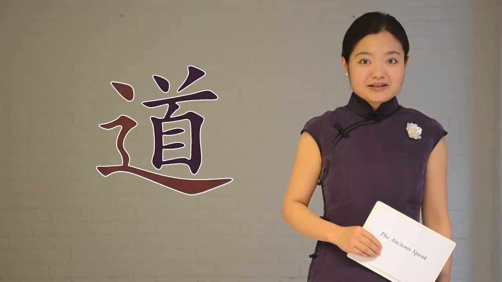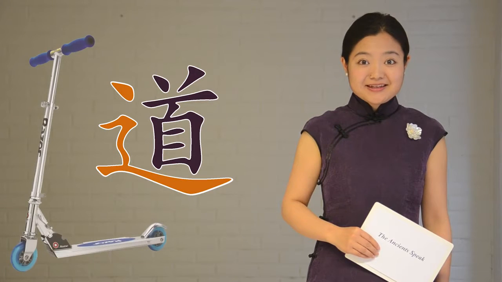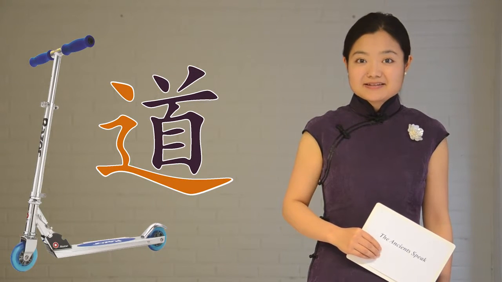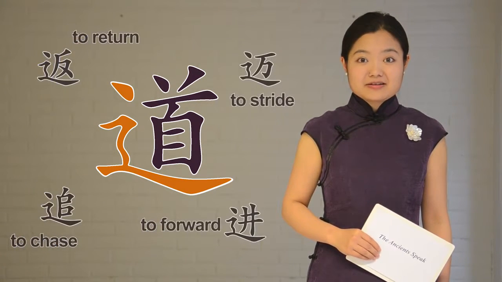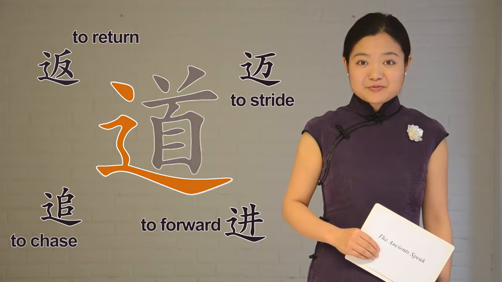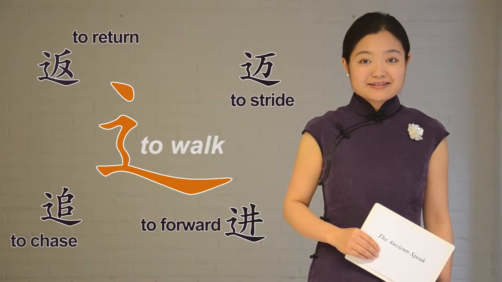First, let me introduce to you a key Chinese word that will frequently appear in the following episode. Dao. The basic writing of Dao looks like a kid's scooter, isn't it? It is placed on the left of many other Chinese characters as well. This radical means to walk.